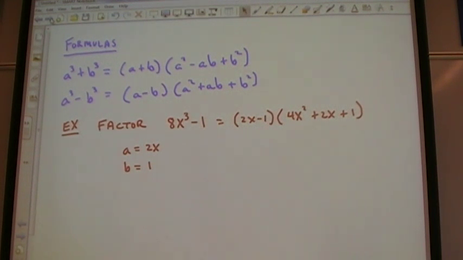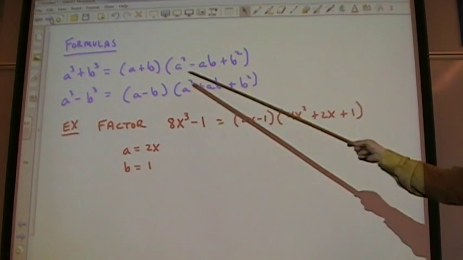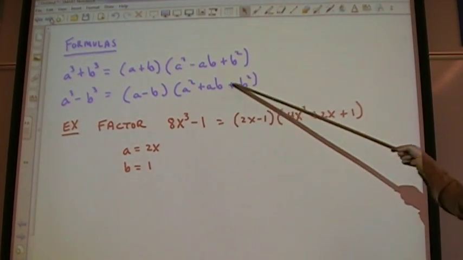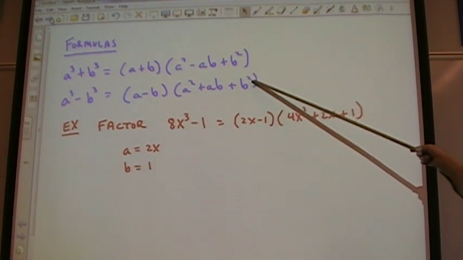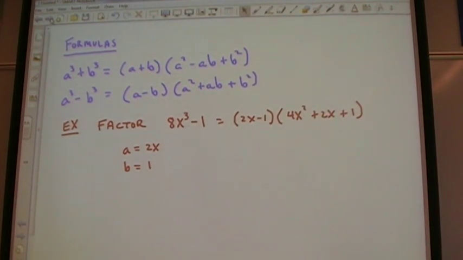When we apply these formulas, there's only one step. You cannot factor any more than one step. This trinomial right here, when we get it to a trinomial here or here, cannot be factored. So do not try to take it further than that step.